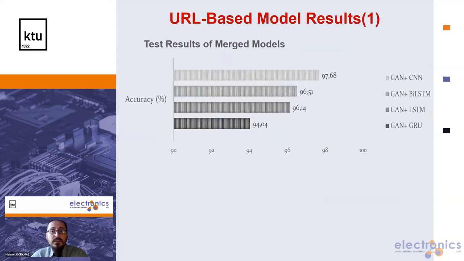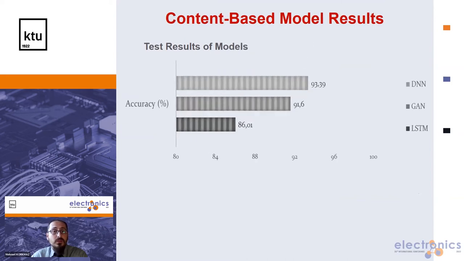And the GAN and CNN, DCNN model gave the best accuracy with merge models. This is our URL-based model result. The content-based model result is the GNN model. It gives the best result in the content-based model.